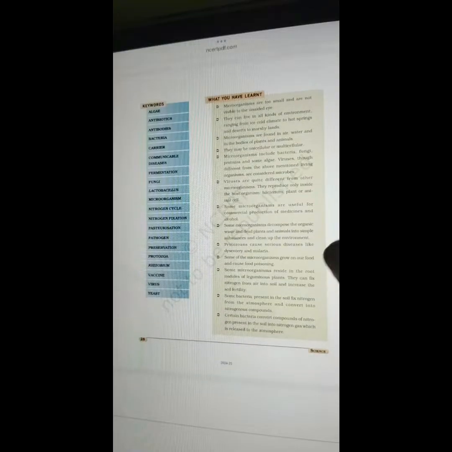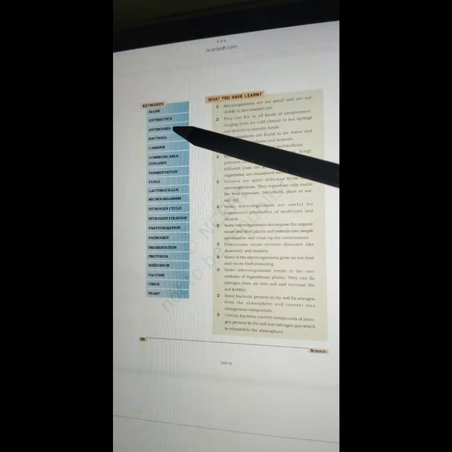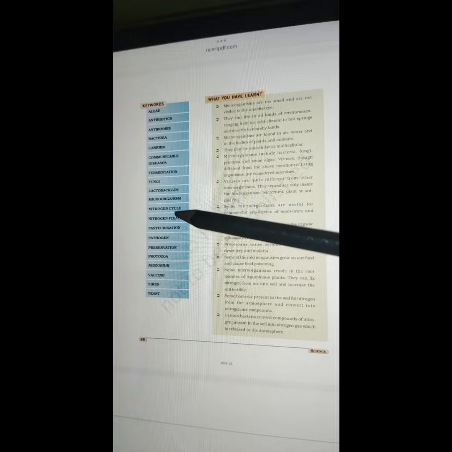With this, we are done with the reading of this chapter. Chapter 2, Microorganisms, Friend and Foe. The keywords of this chapter are algae, antibiotics, antibodies, bacteria, carrier, communicable diseases, fermentation, fungi, lactobacillus, microorganism, nitrogen cycle, nitrogen fixation, pasteurization, pathogen, preservation, protozoa, rhizobium, vaccine, virus, yeast.